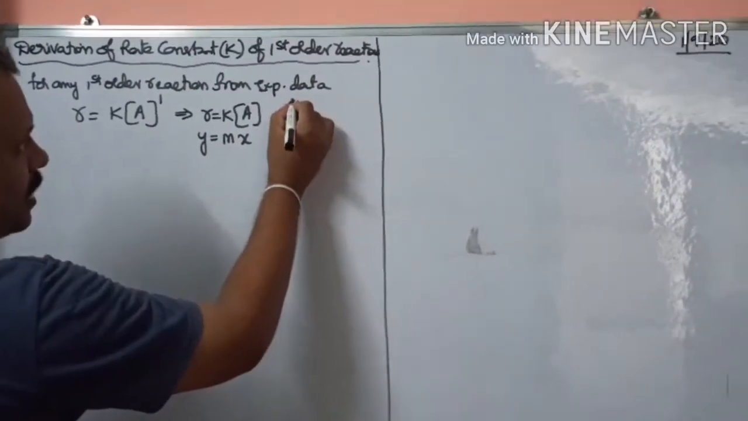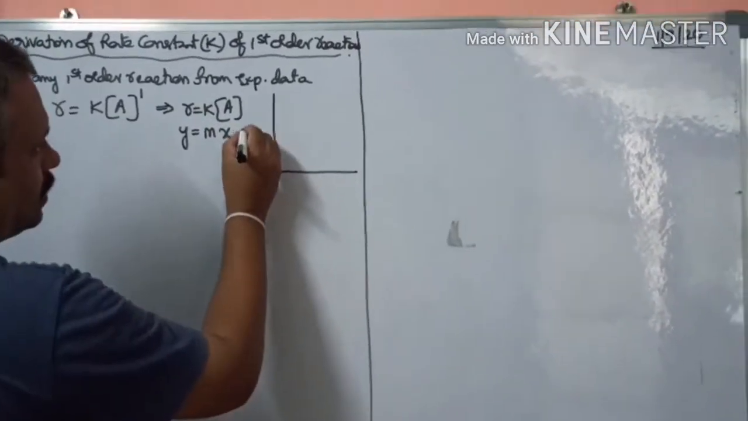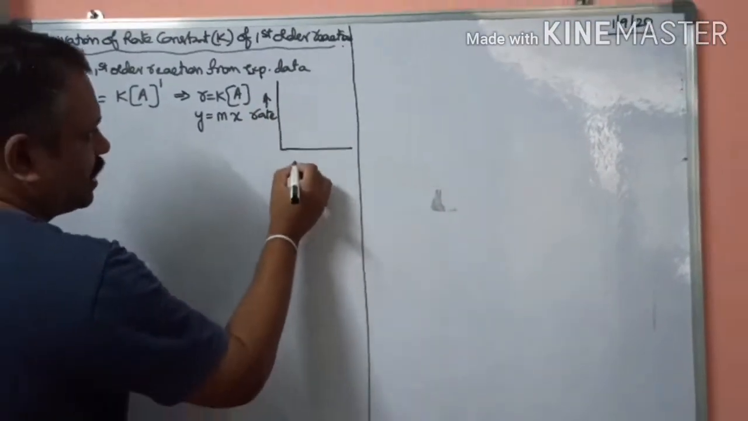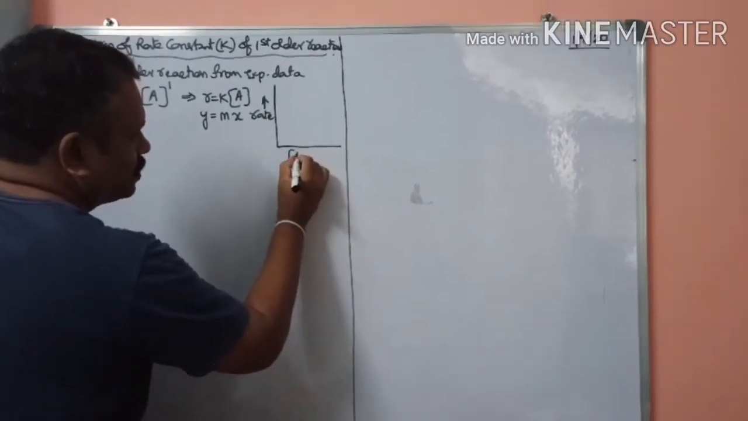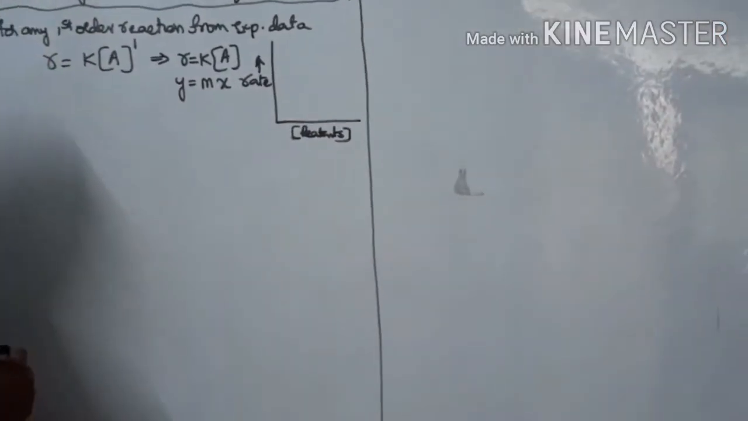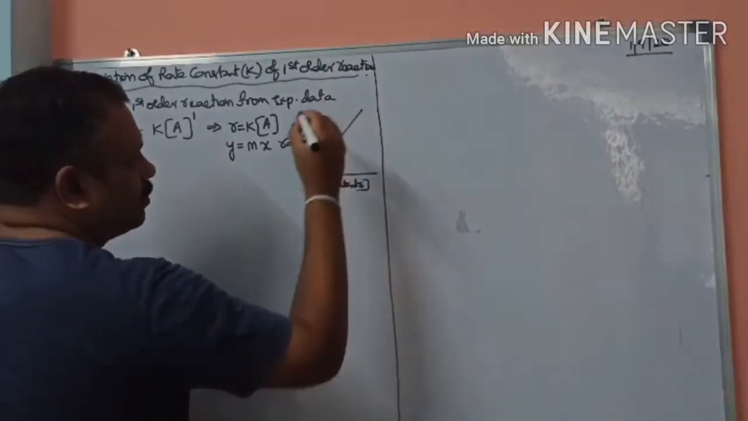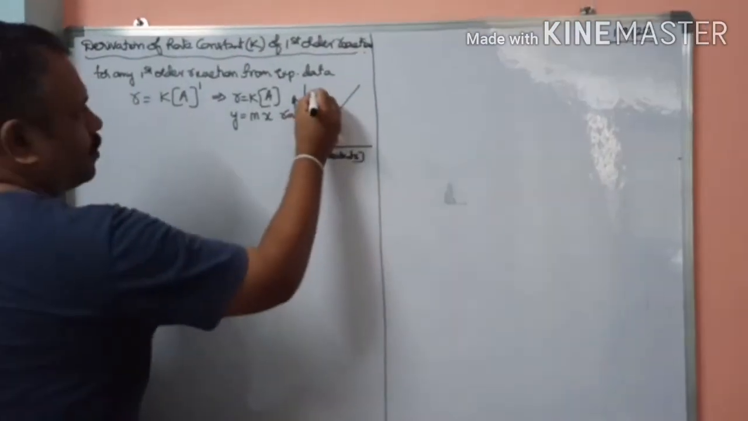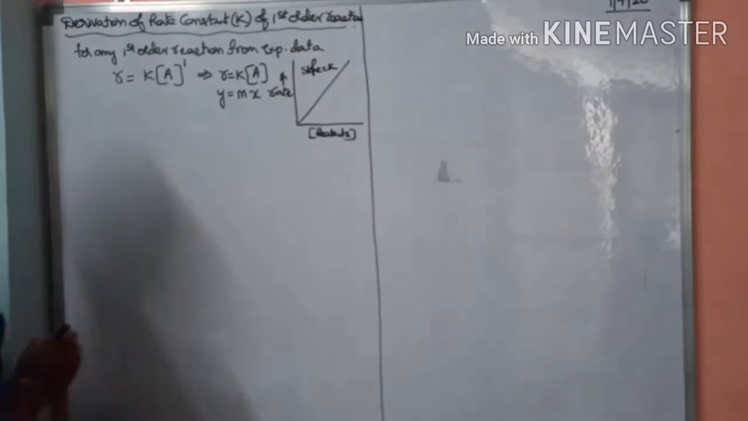So if you draw a graph between the x parameter and the y parameter, what is the y parameter? The rate of the reaction on the y axis, and the x parameter is the concentration of the reactant. Then, as it is in the form of y is equal to mx, all equations in the form of y is equal to mx will be a straight line passing through origin, and the slope of this equation is equal to k, the rate constant.